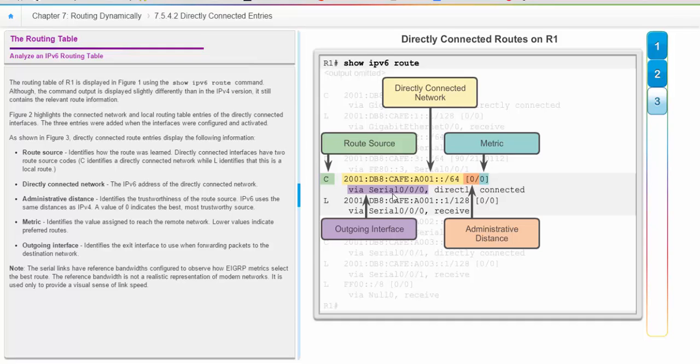One thing to note is that the serial links have reference bandwidths configured to observe how EIGRP metrics select the best route, and the reference bandwidth is not a realistic representation of modern networks. It's only used to provide a visual sense of link speed.